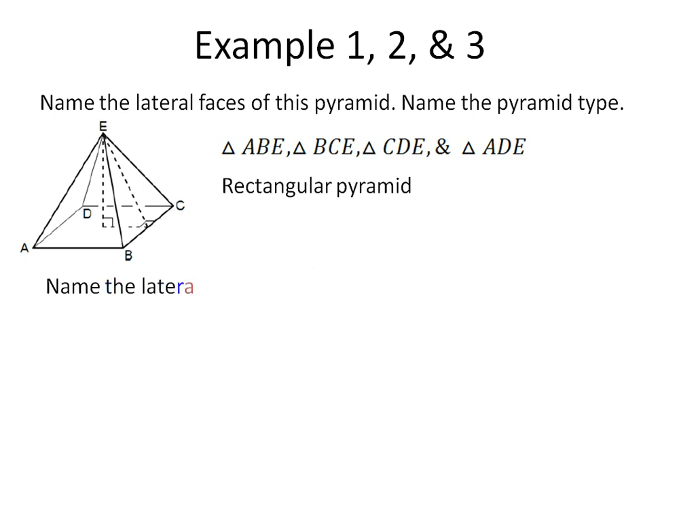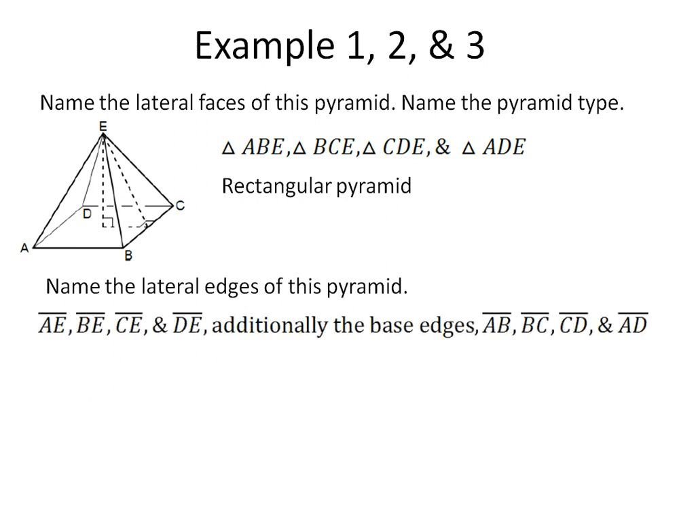Okay, example 2, they want us to name the lateral edges of this pyramid. There's a bunch of lateral edges, because if you notice these edges of the triangle going up to the apex, those are all lateral edges, as well as the base edges, which are also lateral edges because they form part of the triangle. So AE, BE, CE, and DE are lateral edges without anything else. AB, BC, CD, and AD are additionally base edges and lateral edges at the same time.